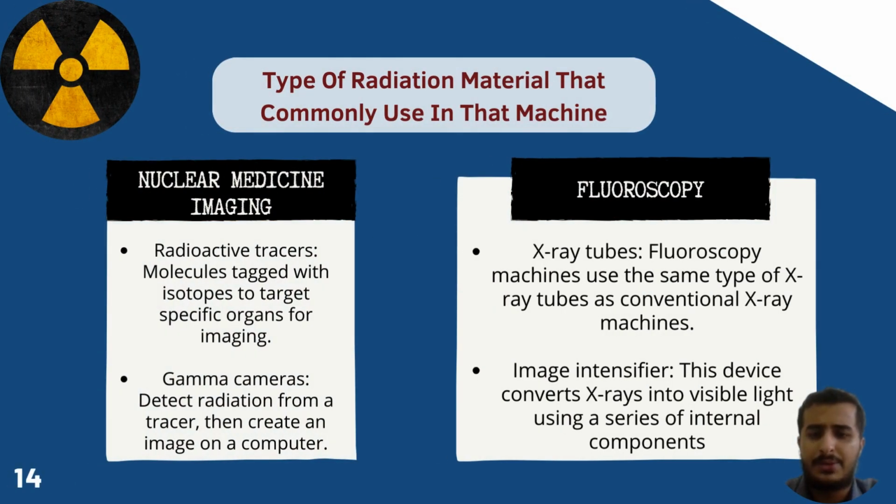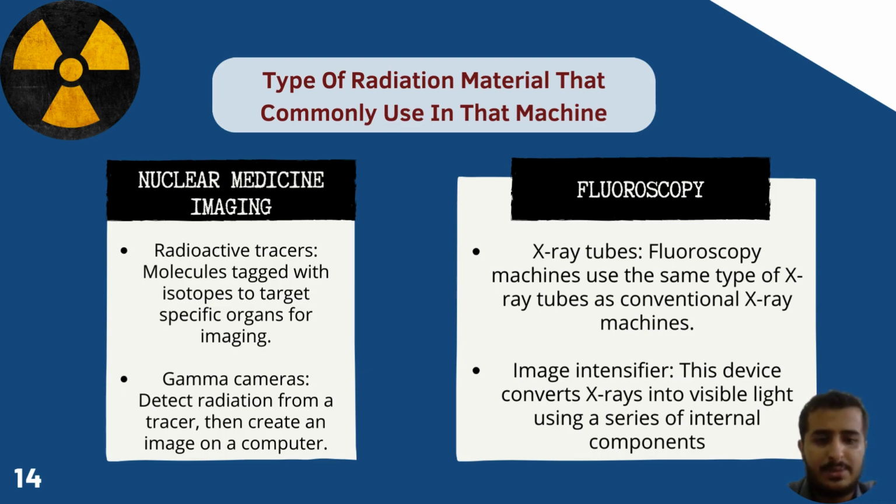Fourthly, we have nuclear medicine imaging. Radioactive tracers are molecules tagged with isotopes to target specific organs for imaging. Gamma cameras detect radiation from a tracer, then create an image on a computer.